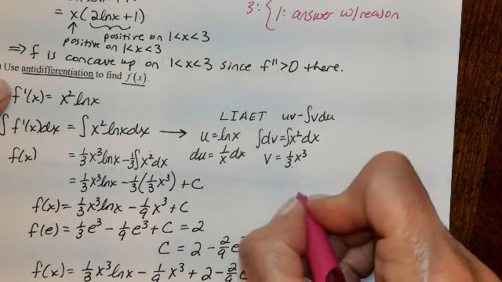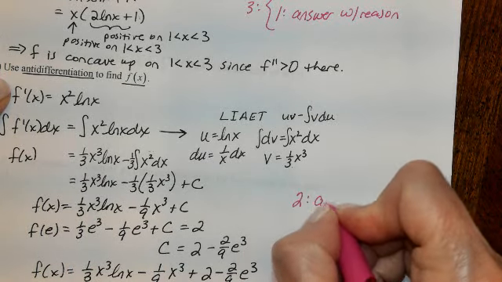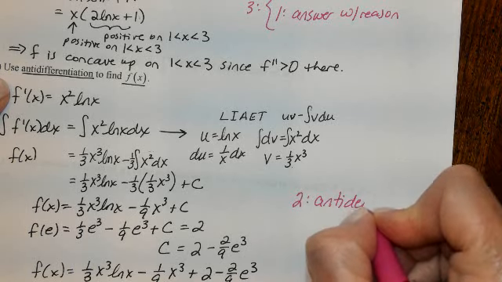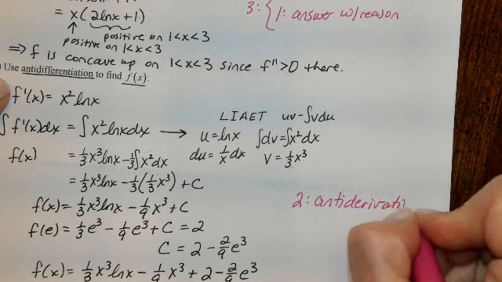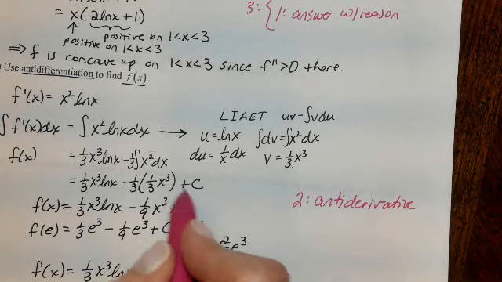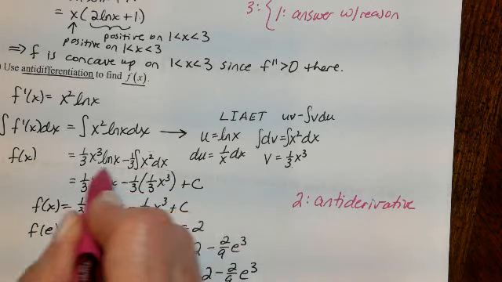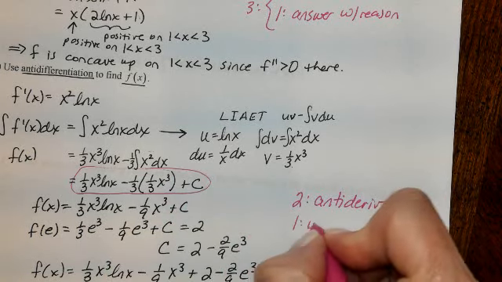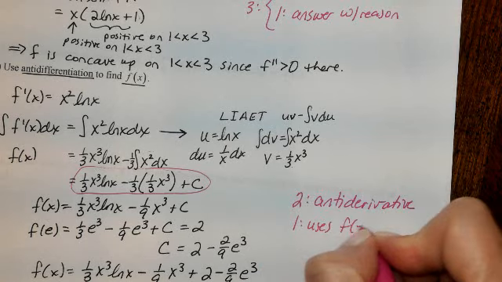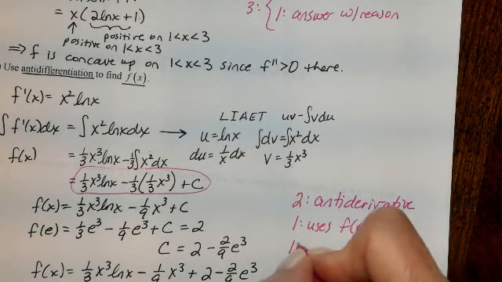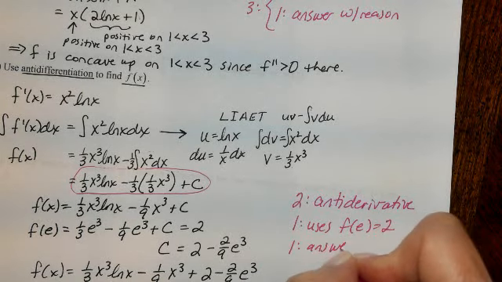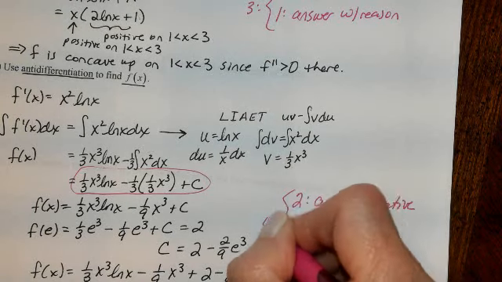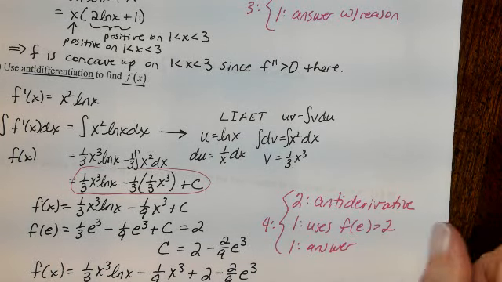We're good. The way they scored this, they gave 2 points for the antiderivative. So 2 points for this step here, okay? And then they gave 1 point for uses that initial condition, and 1 point for the answer. So that guy was worth 4 points.